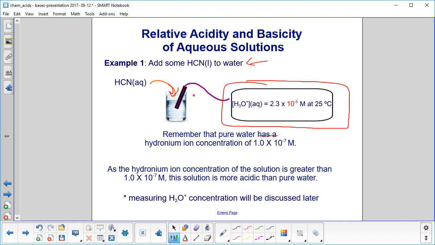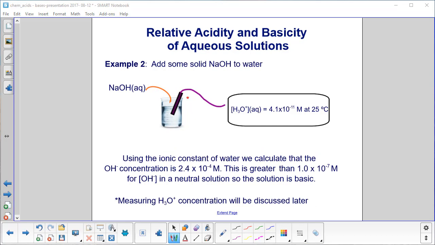Now recall, pure water has a concentration of hydronium of 1 times 10 to the minus 7th. So the hydronium ion concentration here is greater than this number, right? 10 to the minus 6th is greater than 10 to the minus 7th. So this solution is more acidic than pure water. We'll talk about how we measure this later on.